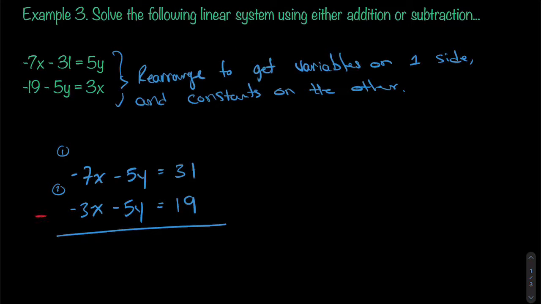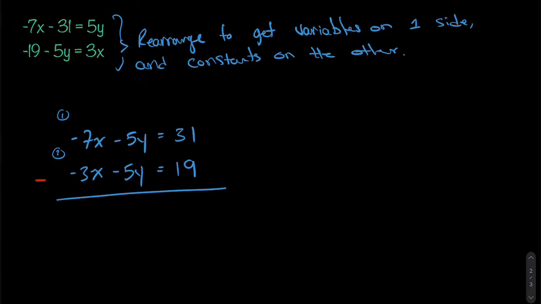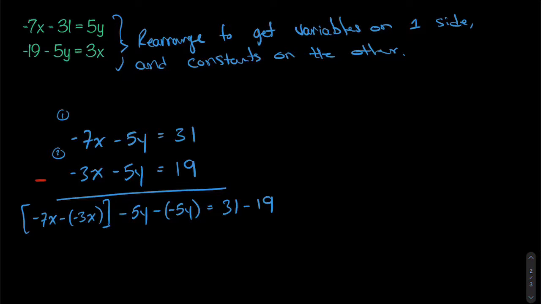If we subtract this, then this term here becomes negative 7x. And I'm going to kind of group these to show you what's going on. So you have negative 7x minus negative 3x, and then we have negative 5y minus negative 5y equals 31 minus 19. So what's this going to simplify to?